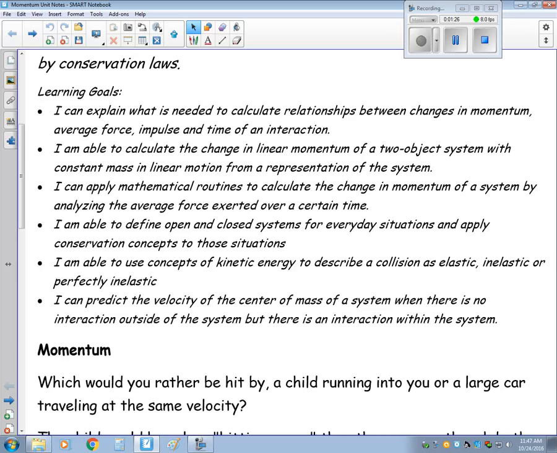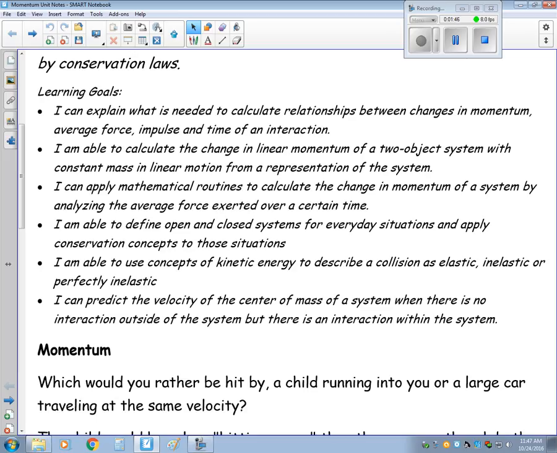I want you to be able to apply mathematical routines to calculate the change in momentum of a system by analyzing the average force exerted over a certain time. I want you to be able to define open and closed systems for everyday situations and apply conservation concepts to those systems. It's kind of like what we did with energy.